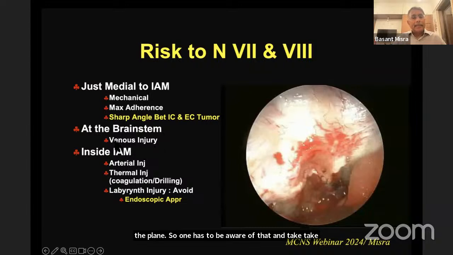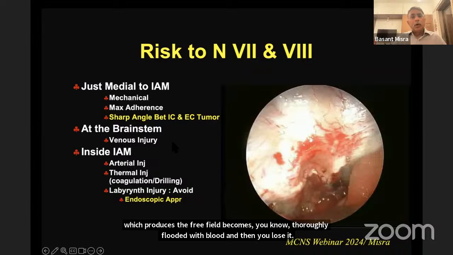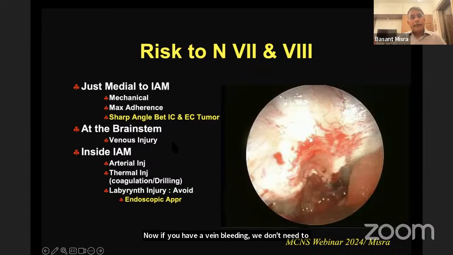At the brainstem end, it's more often the venous injury which produces it, the field becomes flooded with blood, and then you lose it. Now, if you have a vein bleeding, we don't need to coagulate. We just put a gelfoam over that, put a little patty, leave it there, go back somewhere else, and that's the best way to not injure the nerves, not injure the normal structure, and achieve hemostasis.